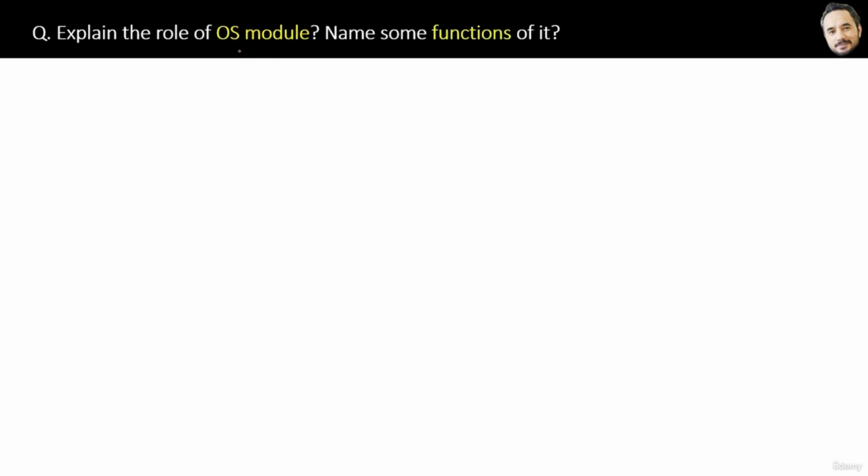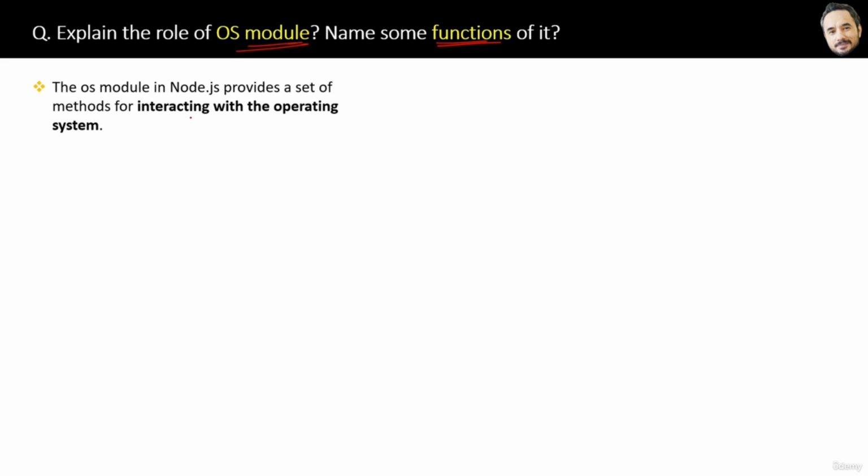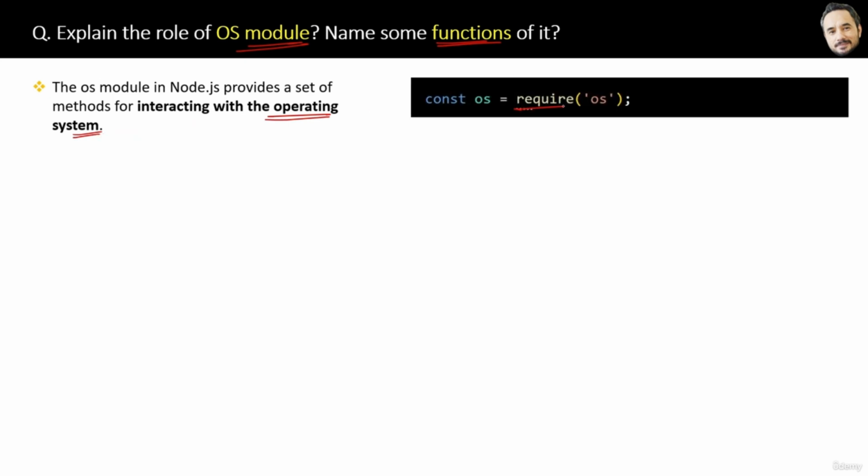Explain the role of the OS module. Name some functions of it. The answer is: the OS module in Node.js provides a set of methods for interacting with the operating system. Very simple. For that, we will first import the OS module like this.